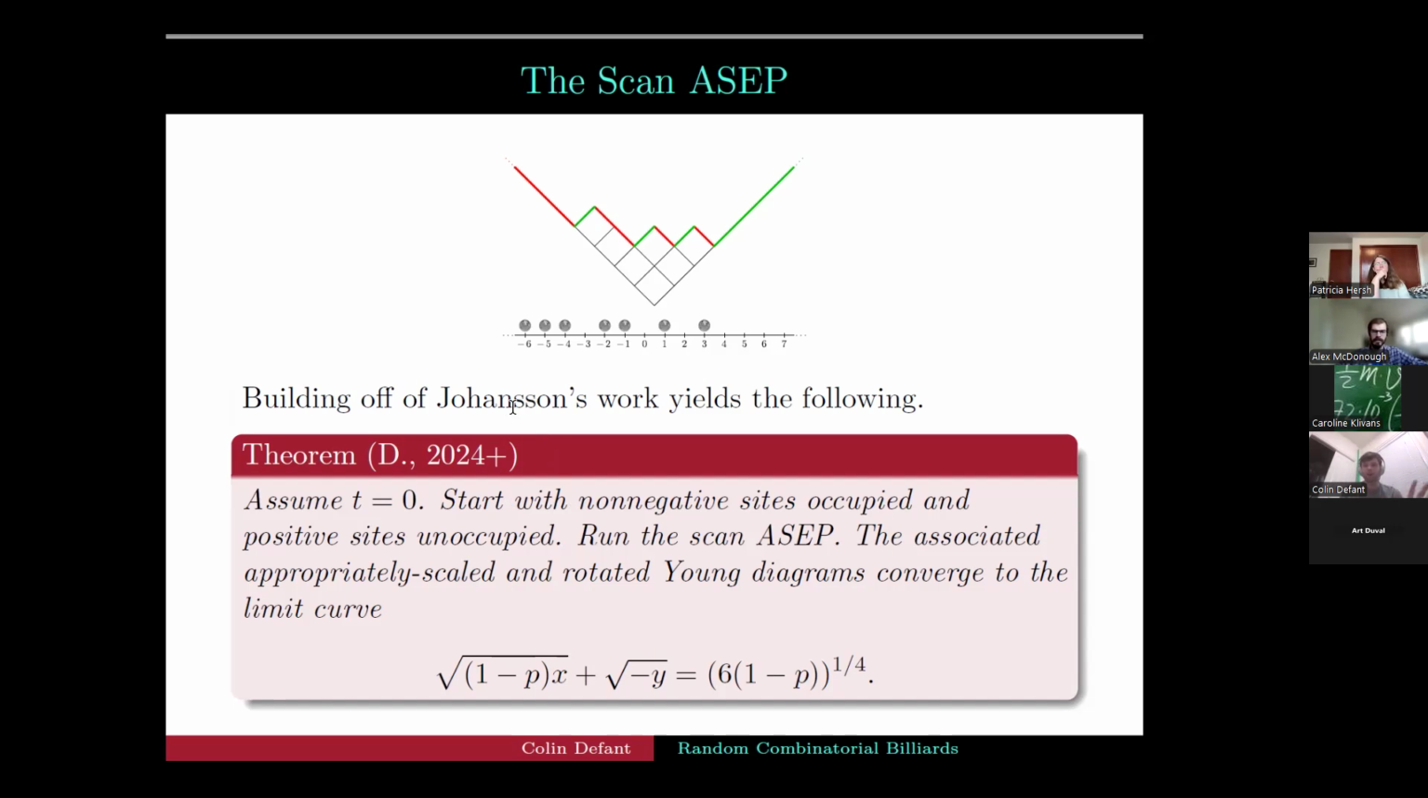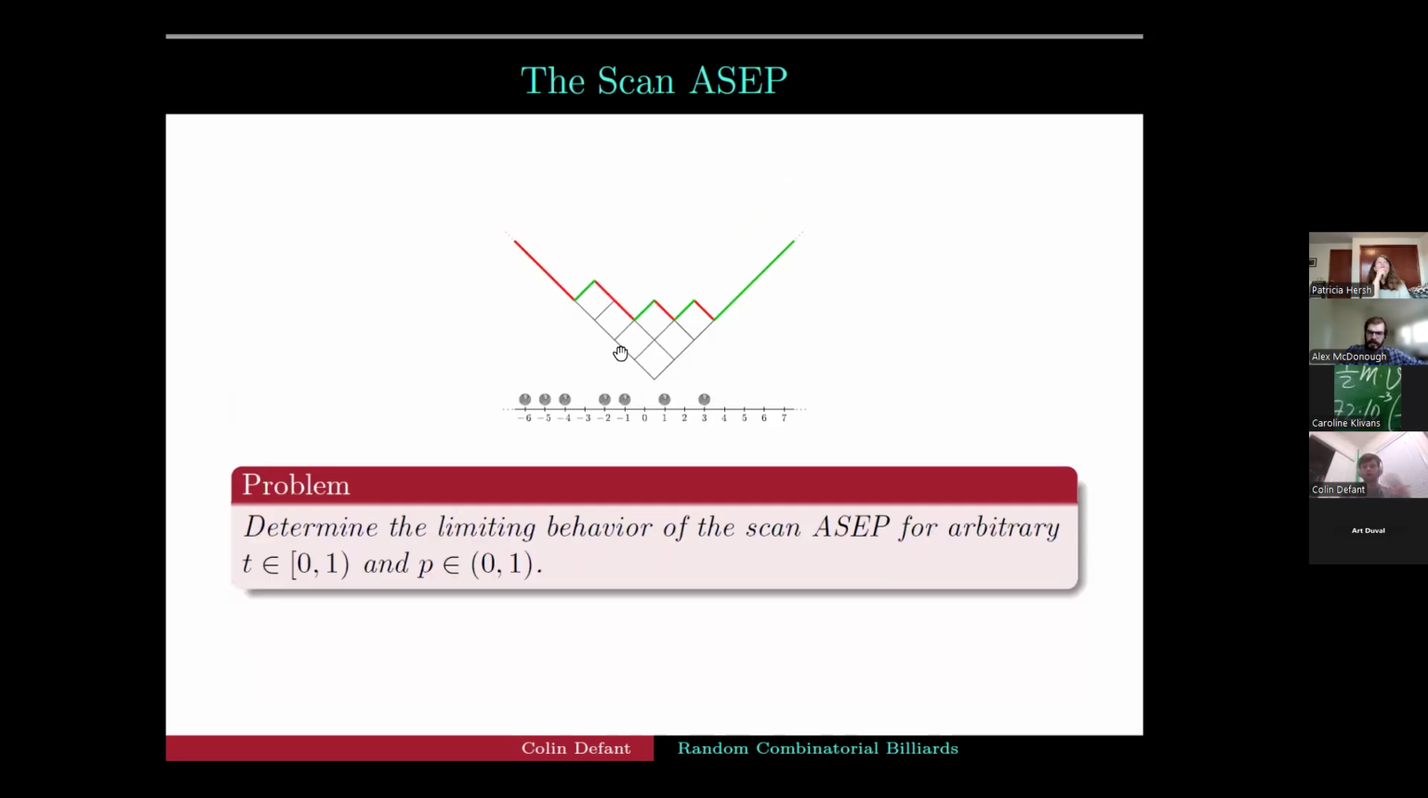And I should say that Johansson's particle process is the version of the ASEP on Z where t is 0. But then, as I was mentioning before, there's a more general version for any P and T. This is like the ASEP on Z, which was studied by Tracy and Widom. And so the scan ASEP in general is a stoned version of that. And I don't know how to understand the limiting behavior of this. So I think it would be really interesting to understand the limiting behavior of the scan ASEP for arbitrary T and arbitrary P. This would be like a stoned analog of this revolutionary work of Tracy and Widom.